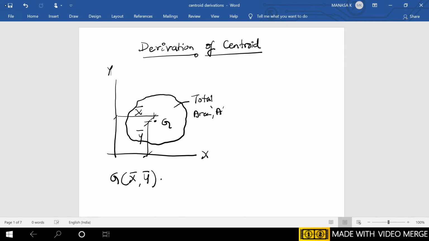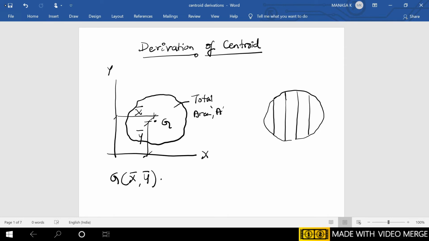So to find out the general equation, this is the same lamina I'm considering, which has a centroid of G here. The same lamina can be divided into n number of elemental strips. Let us say that I have divided this entire lamina into 5 elemental strips: 1, 2, 3, 4, 5. There is no necessity that I have to divide it into 5 elemental strips.